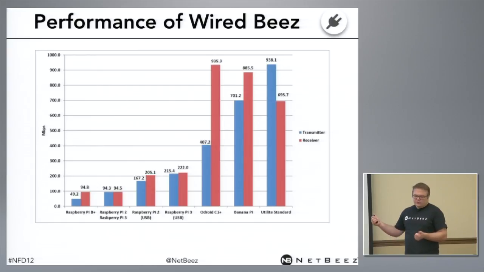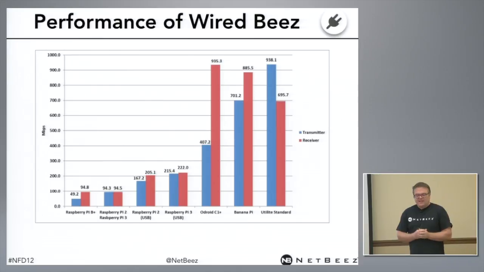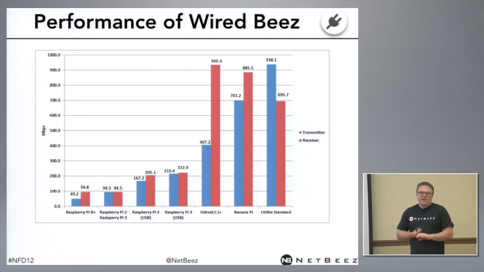Among others, the Odroid, you might have heard about it, Banana Pi, and then the one we adopted, the Utility standard. They have similar performance. The reason we chose the Utility standard is because of availability and support. And performance-wise, it actually performs equally to the other platforms.